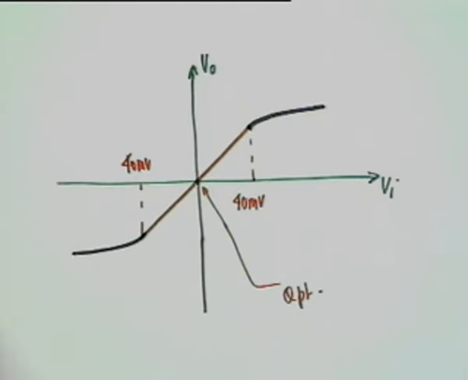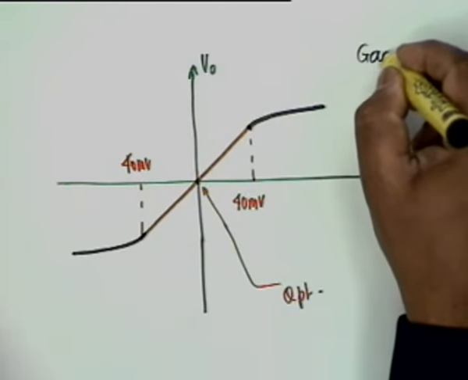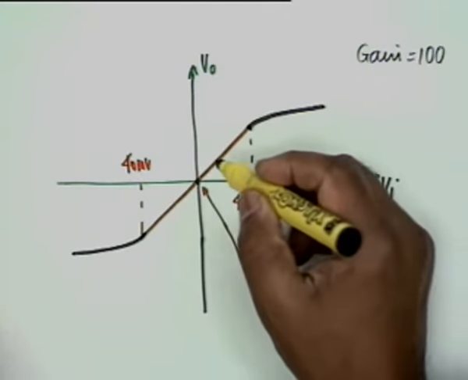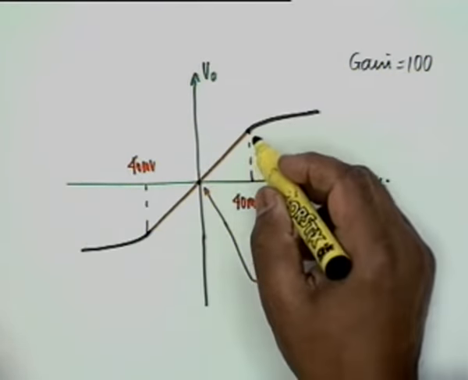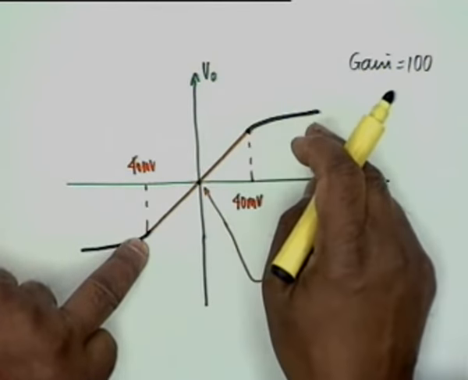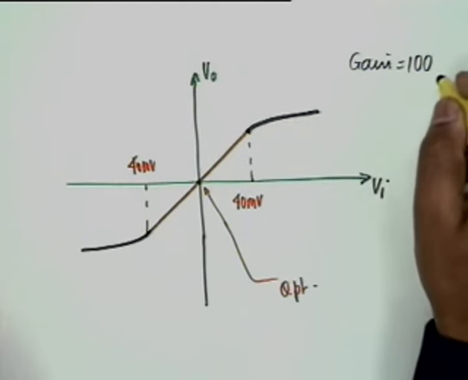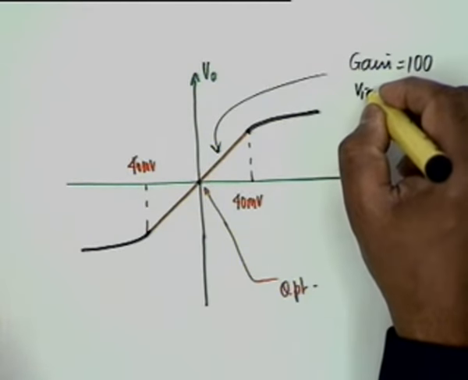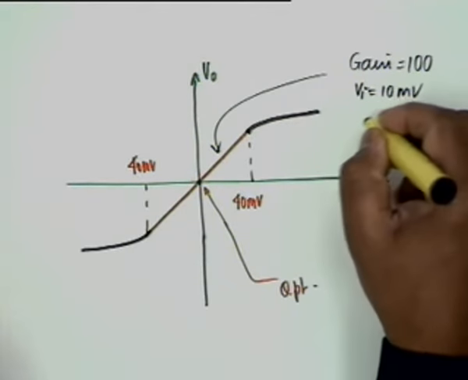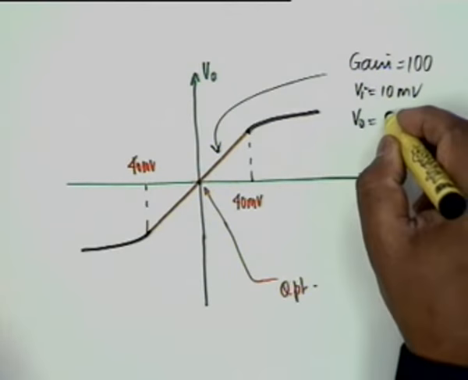Agreed? Now, if I apply negative feedback, suppose the gain is 100, let us take a specific case. Suppose the gain is 100, then the slope of this curve shall be 100. Okay, dV0 by dVI shall be 100 over the red region. As soon as it goes into black, the gain effectively drops down. Suppose the gain is 100 in this region, and suppose the input VI is equal to, let us say, 10 millivolt. What would be V0 then? 1000 millivolt, which is 1 volt.